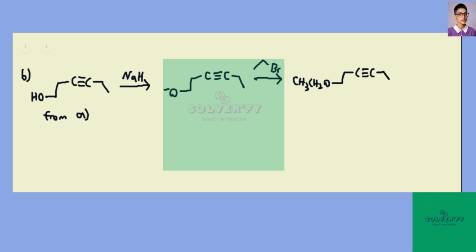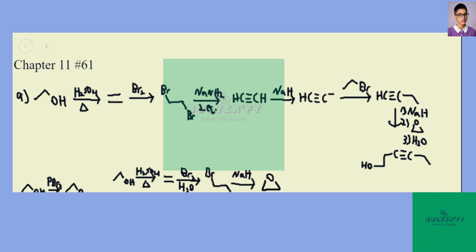Again, we started from the product from part A there. And then here's part A. We made a couple things that we needed from ethanol and used several reactions that we've learned in this chapter. And that's the answer to chapter 11, problem number 61.